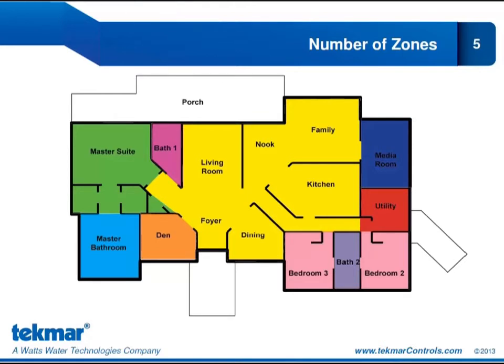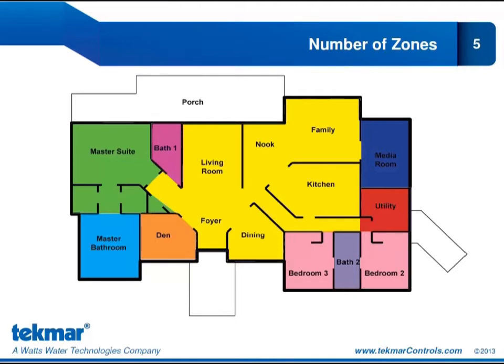So let's look at the zoning that we've shown here. You can see we have one very large yellow zone, and that's because this area looks to be an open concept type area. So here it wouldn't make sense to try and zone these spaces separately because you have no doors, so the heating is going to be moving freely throughout those zones.